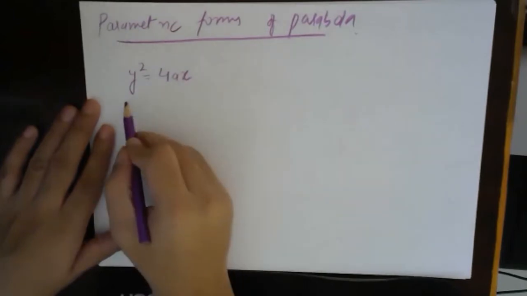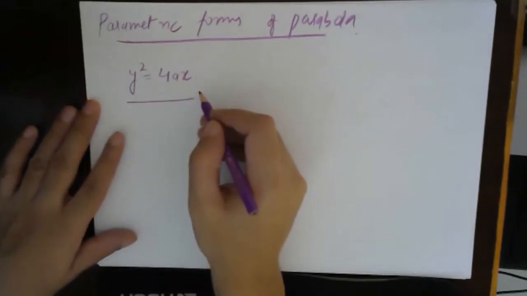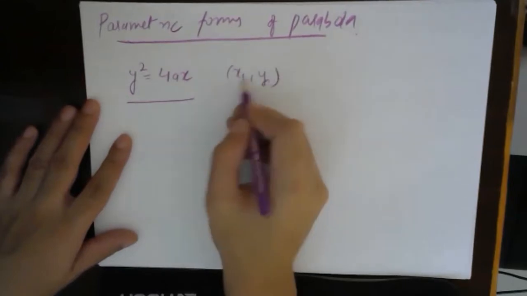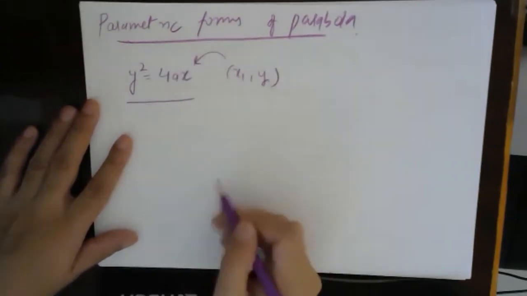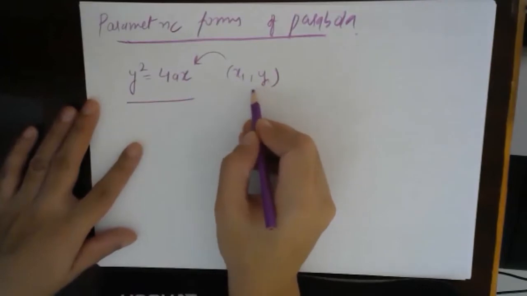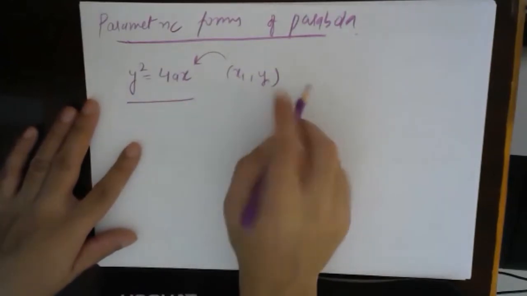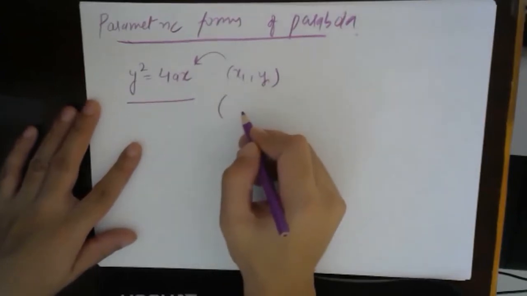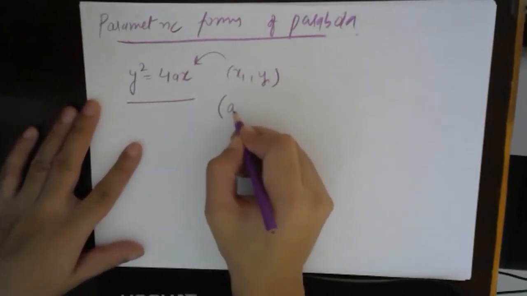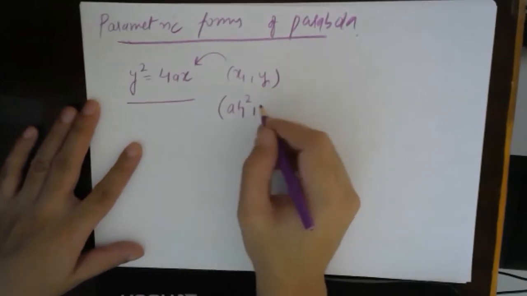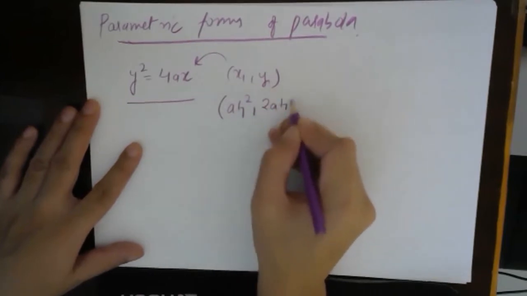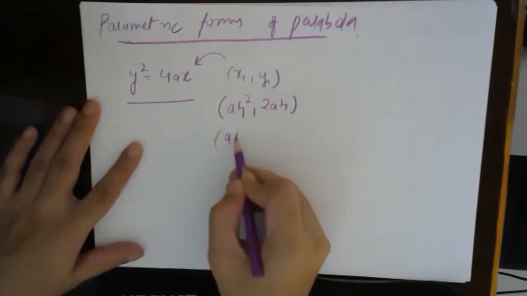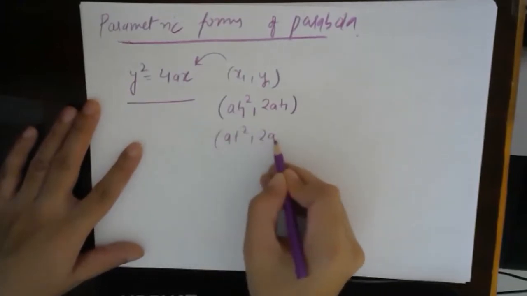If y square is equals to 4ax, and if the point x1, y1 is lying on the parabola, then this x1, y1 is a general point given. In parametric form, it can be written as a t1 square comma 2a t1, or a t square comma 2a t.